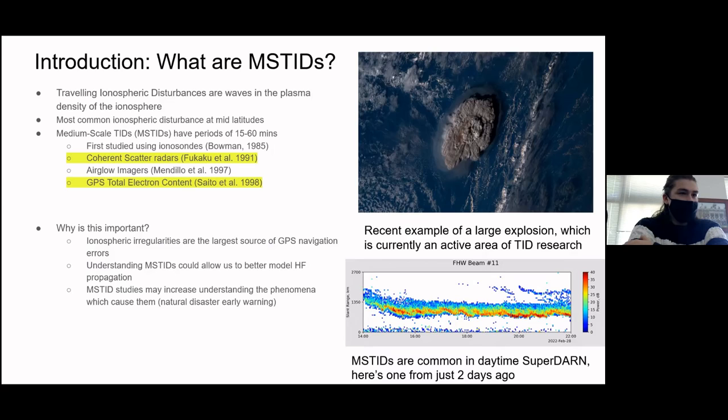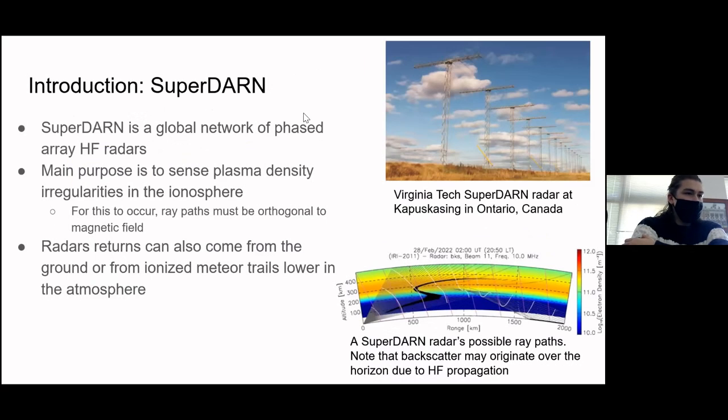So let's talk about what SuperDARN is. It's a coherent scatter radar, and it's actually a global network of these radars. There are many of these covering the northern and southern hemispheres at high latitudes and at mid latitudes. I think all of the data in this presentation is going to be from radars in the continental United States and in New Zealand as well.